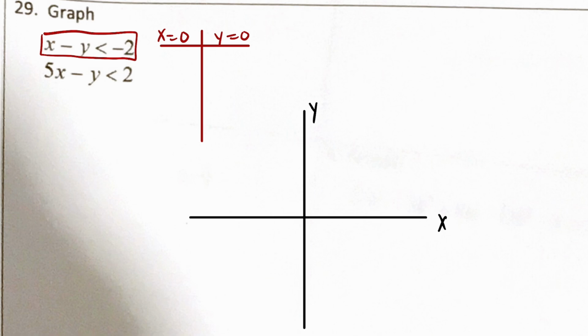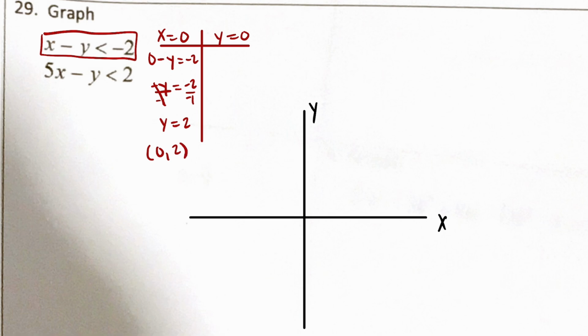So let's do it for the first one. That'll be 0 minus y equals -2. Let's put an equal sign for right now. So then we get -y equals -2, divided by -1. We get y equals +2. So our point will be (0, 2), because our x value is 0.